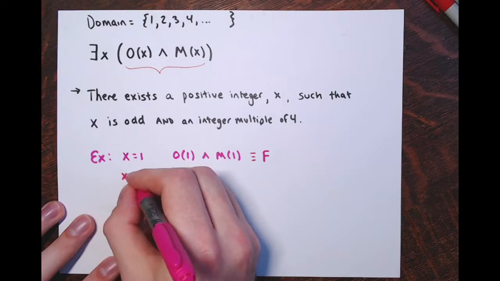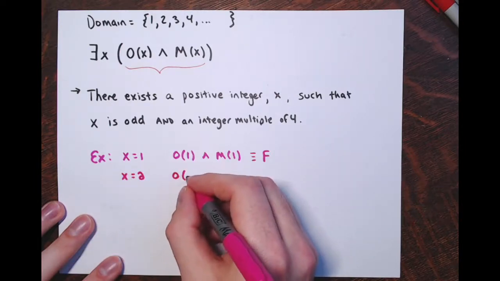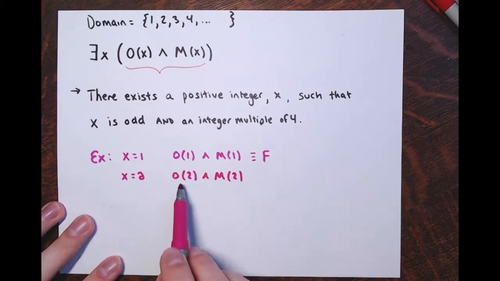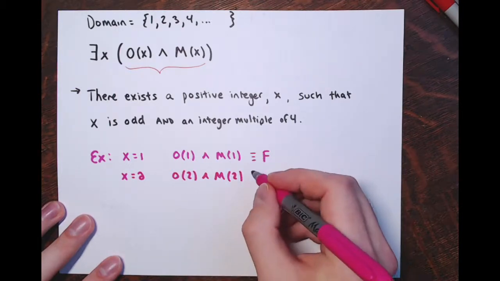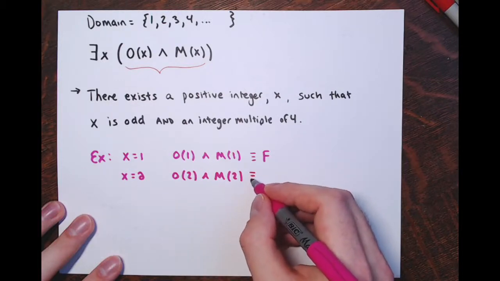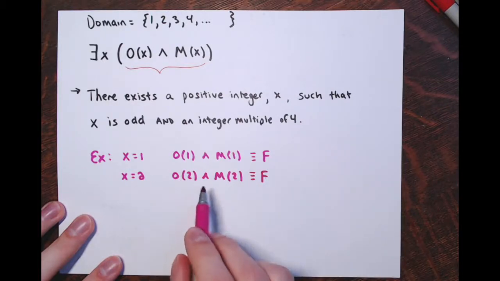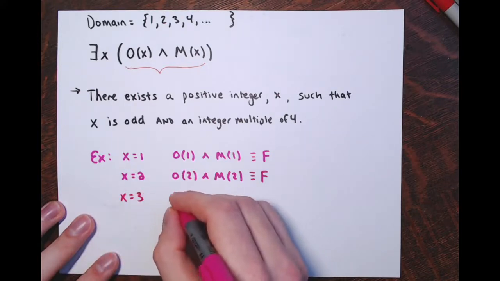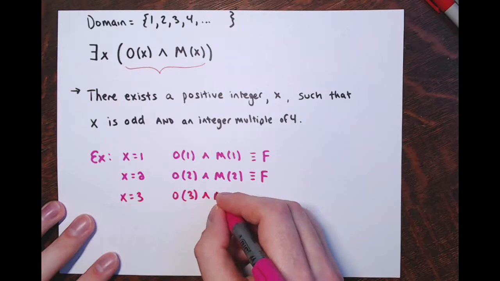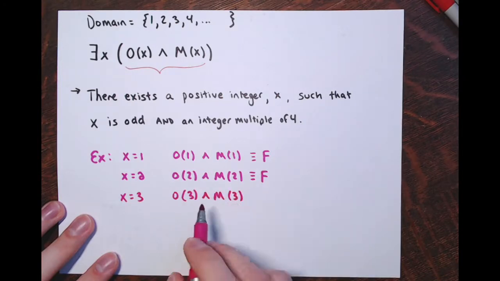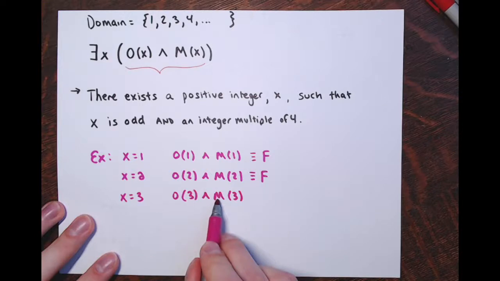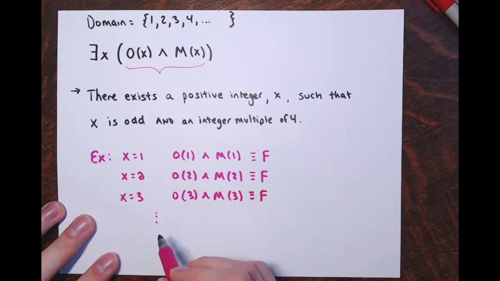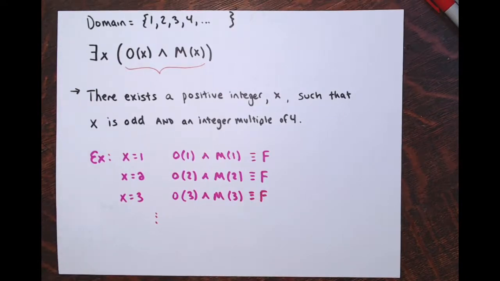When x is 2, is O of 2 and M of 2 a true statement? 2 is not odd. So remember, an AND is only true when both are true. So this is false, right? Because O of 2 is false. M of 2 is also false. X equals 3. Is O of 3 and M of 3 true? Well, 3 is odd, but 3 is not a multiple of 4, right? So this is also false. And I'll tell you right now, you could keep doing this, and it will always be false.